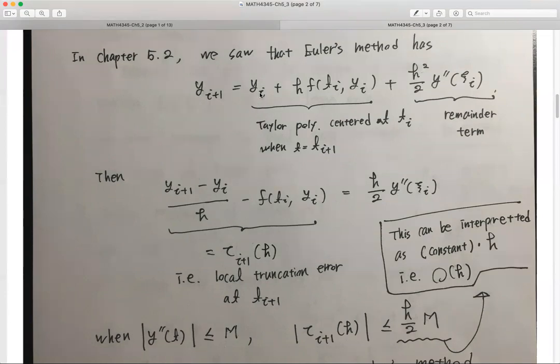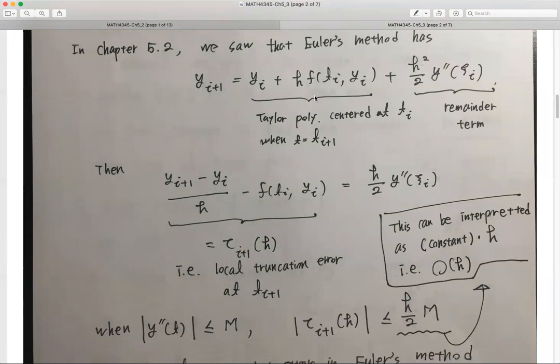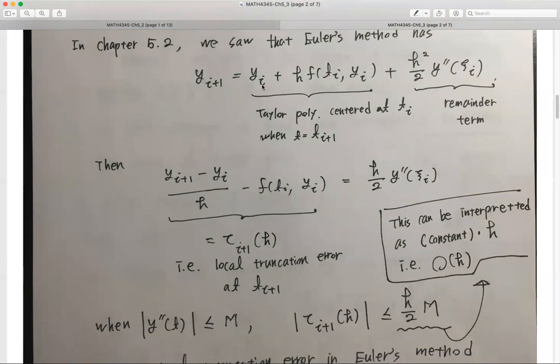You see here in the Taylor polynomial, y_i plus h times f of t_i, y_i. By the difference equation, y_i will be replaced by w_i. So y_{i+1} minus this one will be this.